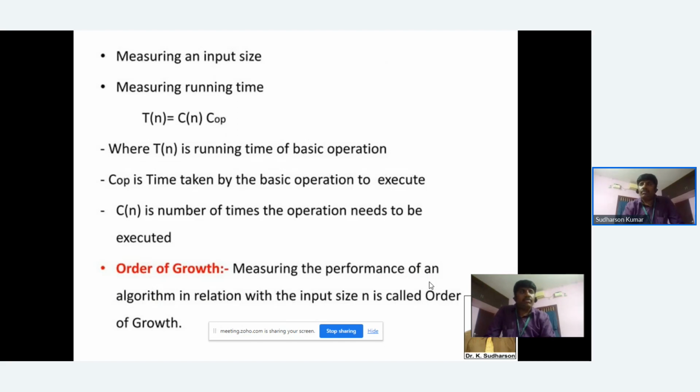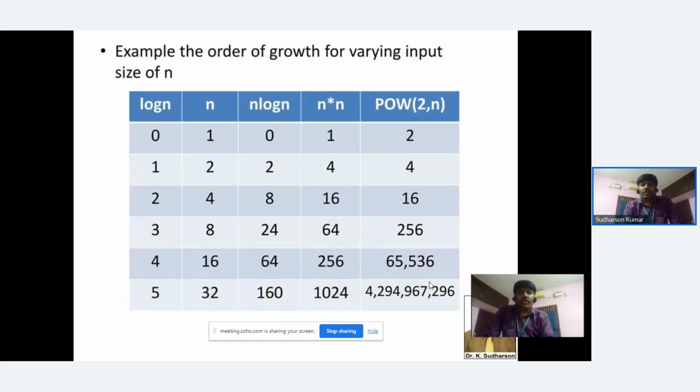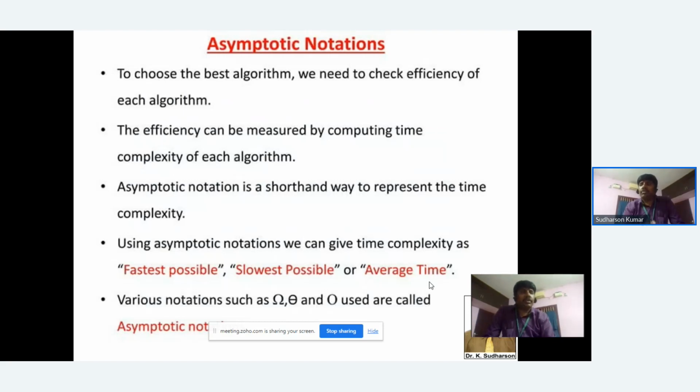If you have one basic operation without a loop, the time complexity is very simple and very small. If you have a loop for a basic operation, like the sum of n numbers or sorting of an array, the time complexity is somewhat higher than a simple basic operation. We'll see in an upcoming session how to calculate time complexity. And this is the order of growth, which runs from 1 up to n power n. We'll see the order of growth in the next class.